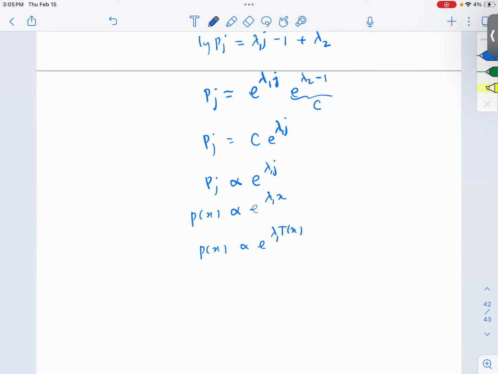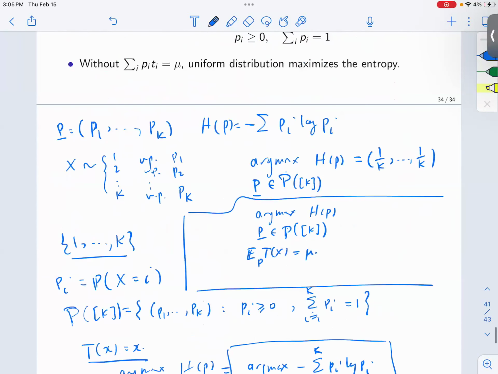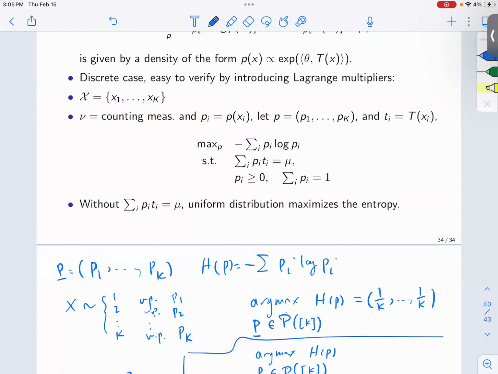So if you really solve the maximum entropy problem under the assumption that the expectation of t of x is given, you have to solve this optimization problem, and the solution turns out to be something like this. Okay. So the exponential family finds the maximum entropy solution under these constraints.